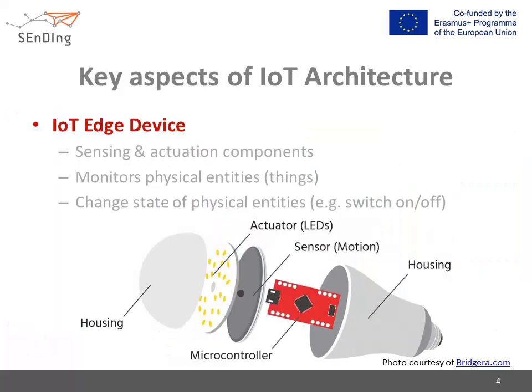IoT edge devices are the key ingredients in the overall IoT system. Edge devices are physical entities with sensing and actuation components. Sensing components monitor the state or the parameters of an edge device and its close environment. Actuation components can change the state or the parameters of an edge device. Beyond sensors and actuators, an IoT edge device needs to incorporate processing, storage, and communication capabilities.